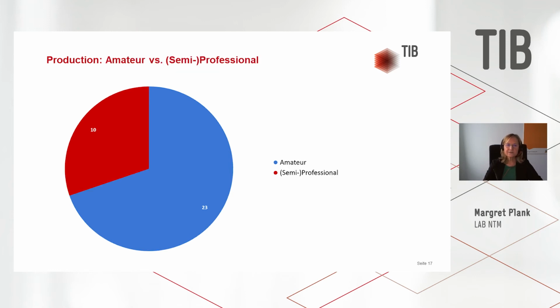Was the production rather amateur style or semi-professional? 23 were amateur style, which means that it was rather like a screencast only, and 10 used semi or professional, semi-professional styles, which also included produced materials such as footage, high quality audio, and design.